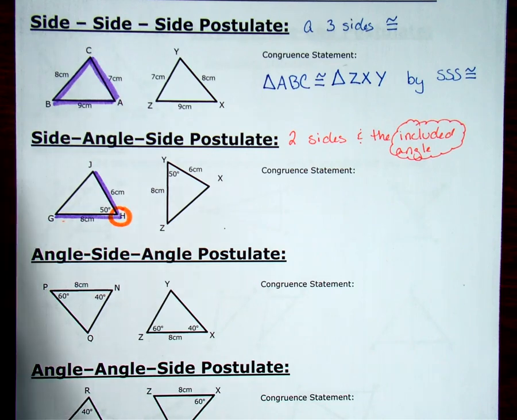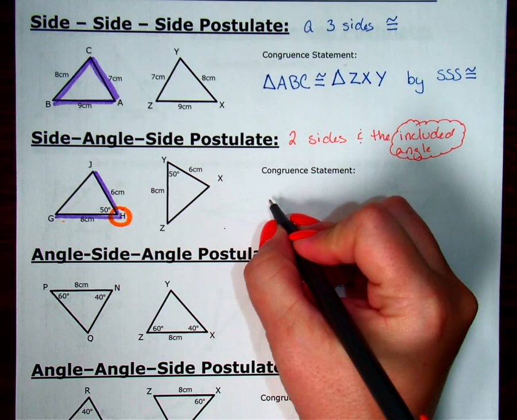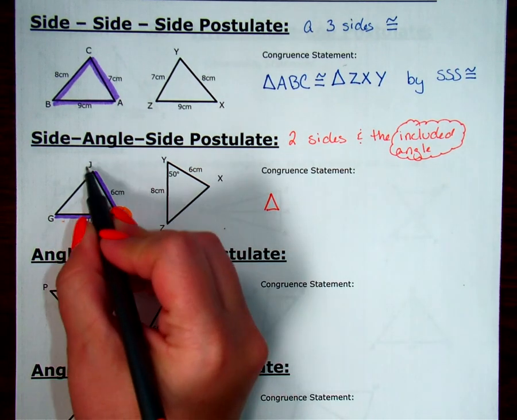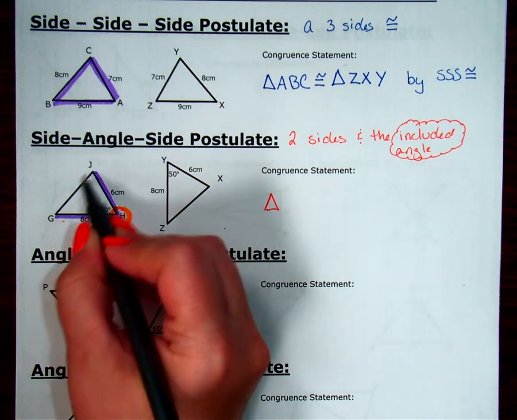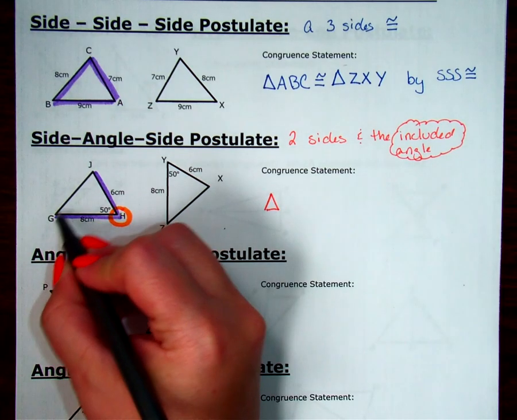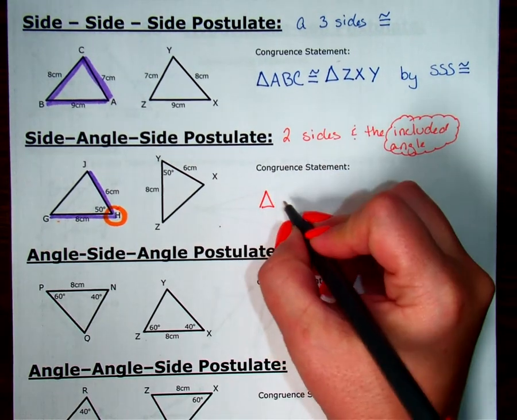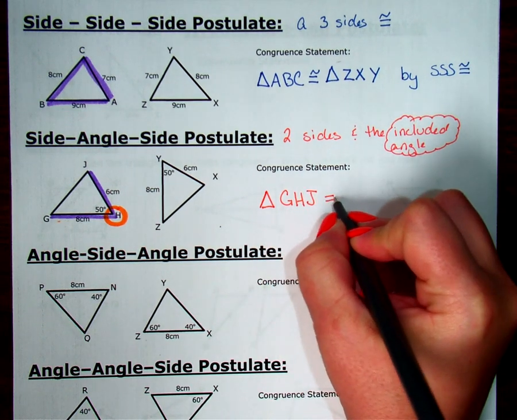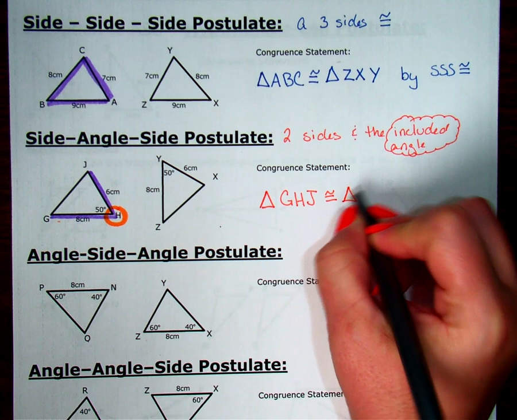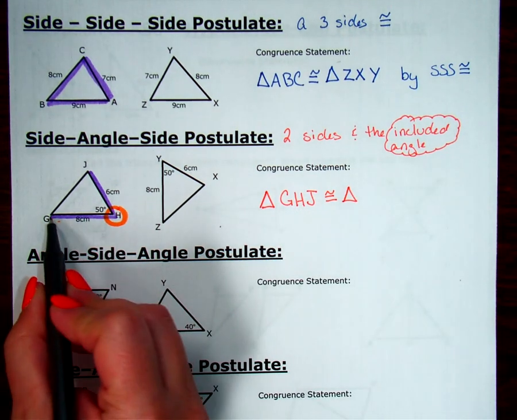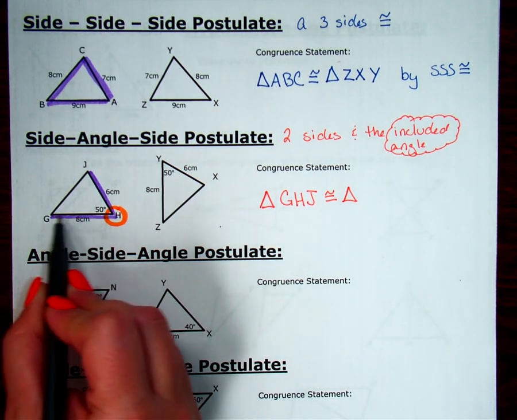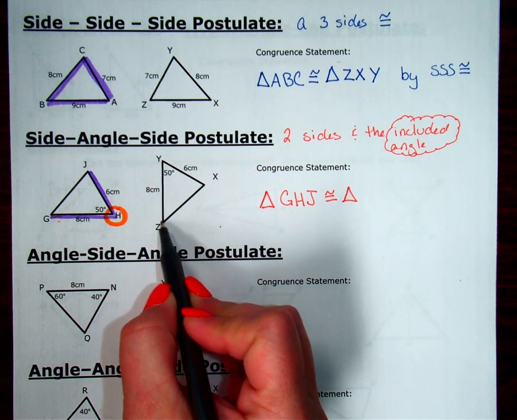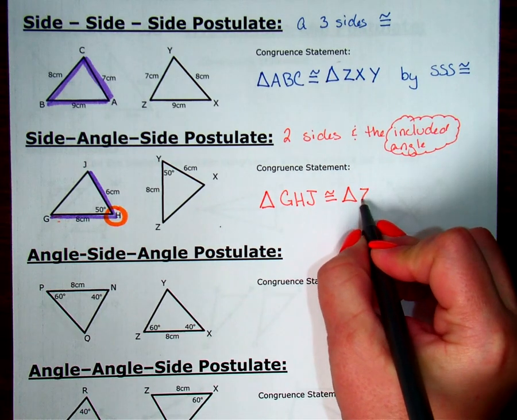Okay? When we write our congruent statement, remember order is important. So when I start with my first triangle, I can kind of pick the order. I can say GHJ or JHG or HGJ, however I want to do it. I'm going to go let's go GHJ. And that's going to be congruent to, and now the second one, the order is important. It has to match. So if I started at G, the end of the 8 centimeter that's not the 50, so the end of the 8 centimeter that's not the 50 is Z.